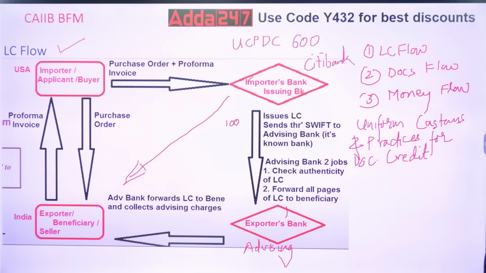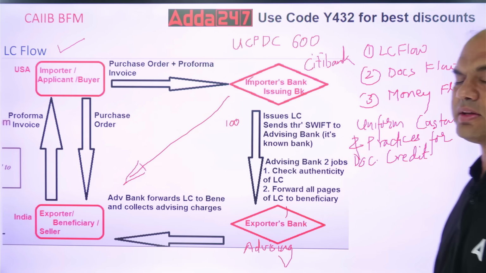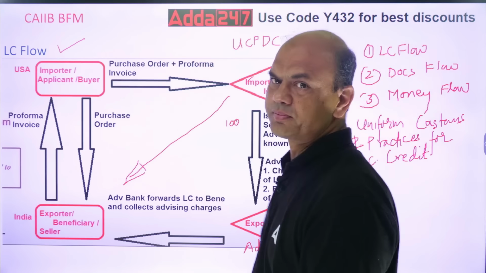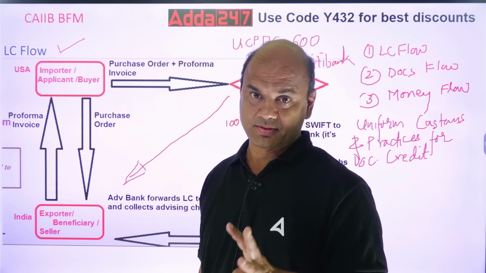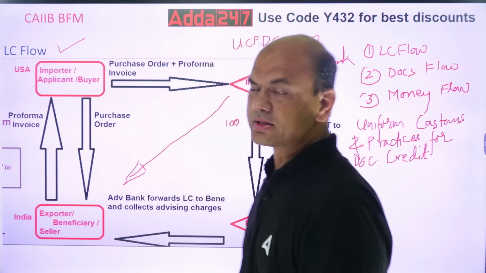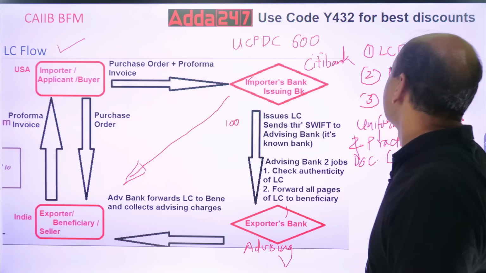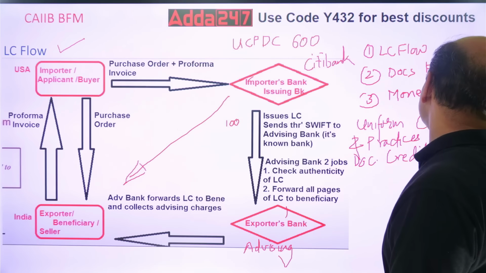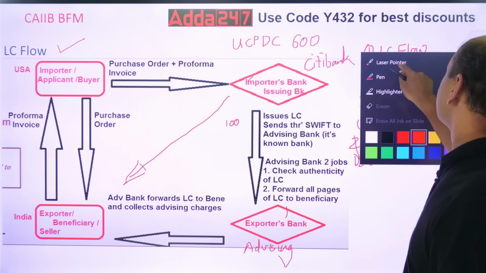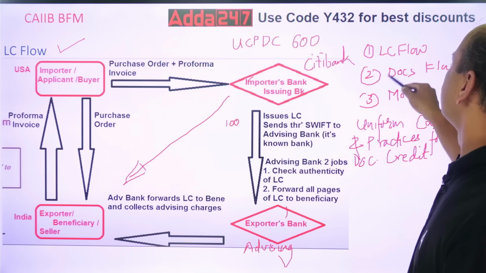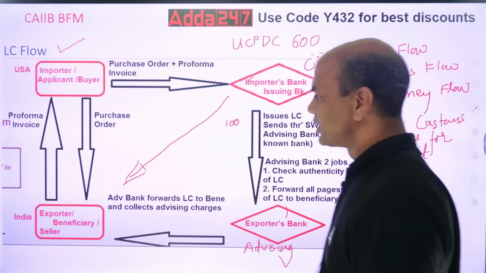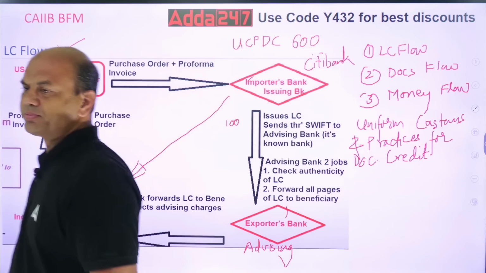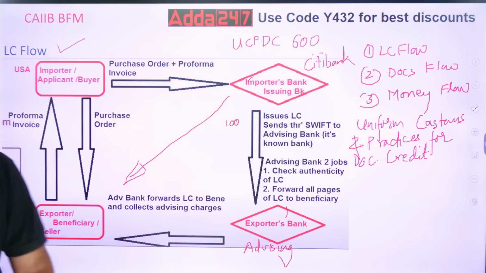First, have a look at it. Kindly note, whenever you deal with LC, letter of credit, you are actually dealing with three flows. Which are the three flows? One is LC flow. Second is documents flow. And third is money flow. You are dealing with LC flow, then documents flow, and then money flow.